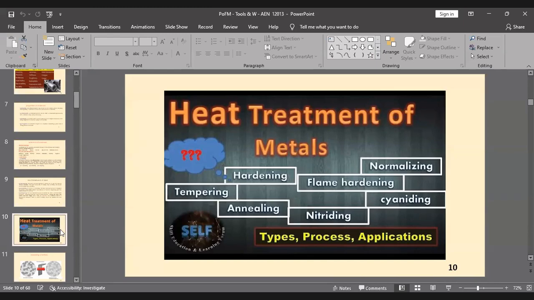Then at the same time, in annealing, you have softening of metal. For the softening of metal, we utilize nitriding and cyaniding. So certain chemicals we utilize, and with controlled temperature, this heat treatment is done. Therefore, types, process, and application. Based on that, we are preparing different types of steel material. This is the steel world, the metal world.